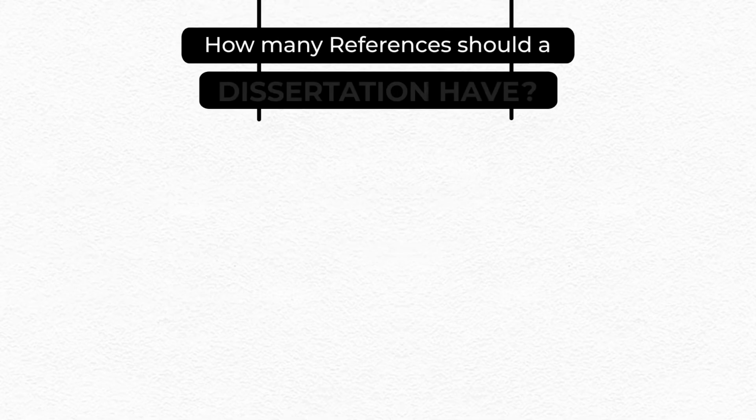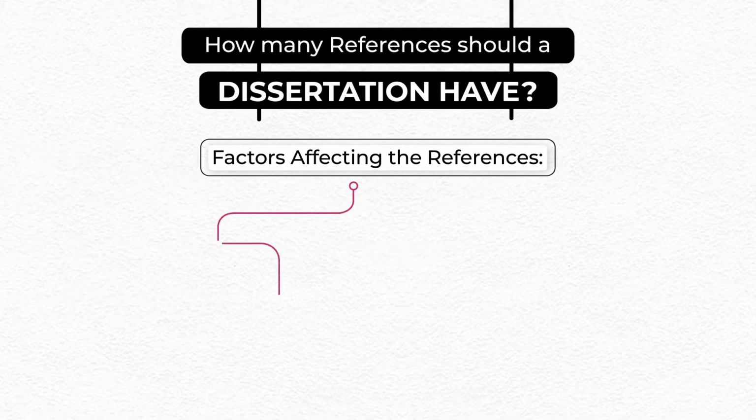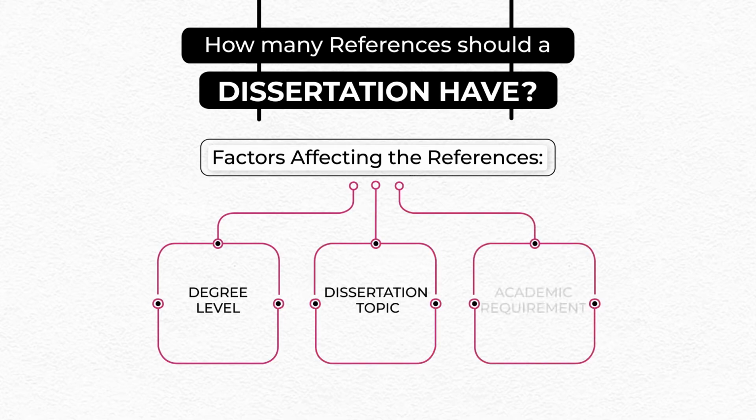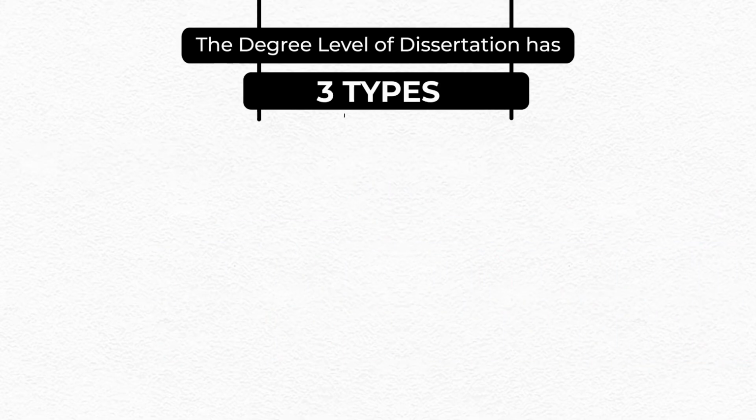There is no specific number of references a dissertation should have. It is because it depends on factors like the degree level of the dissertation, the topic for the dissertation, and the requirements of academics. Learn about their detailed version in the next slide. Depending on the level of degree a student is pursuing, the references will change.